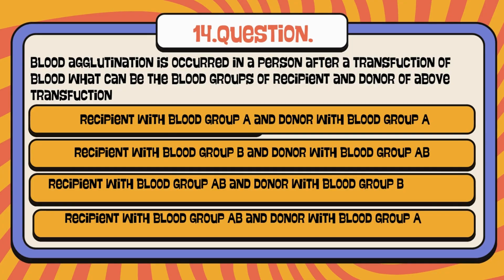Recipient with blood group A and donor with blood group A. Recipient with blood group B and donor with blood group AB. Recipient with blood group AB and donor with blood group B. Recipient with blood group AB and donor with blood group A. Answer 2. Recipient with blood group B and donor with blood group AB.